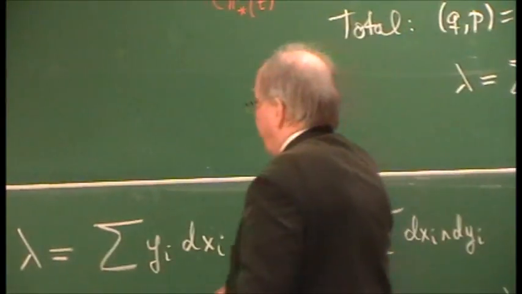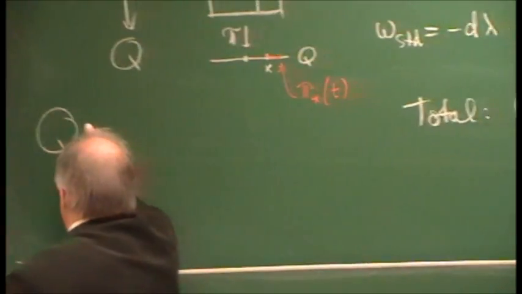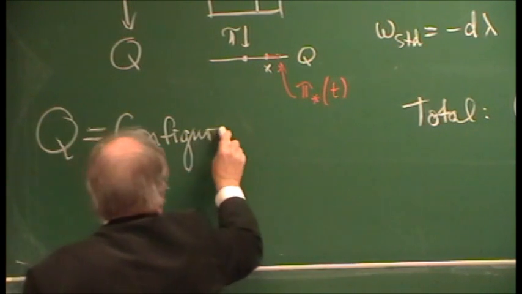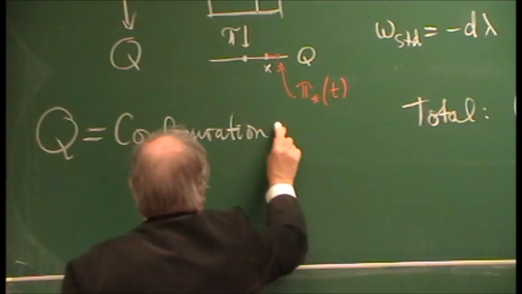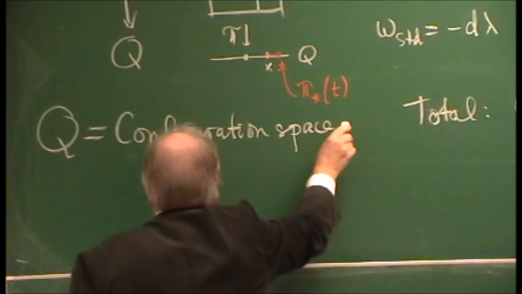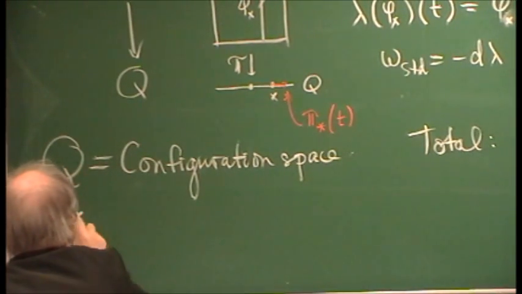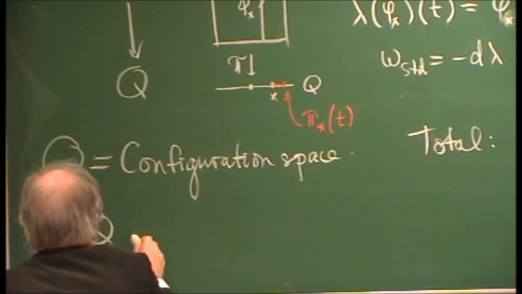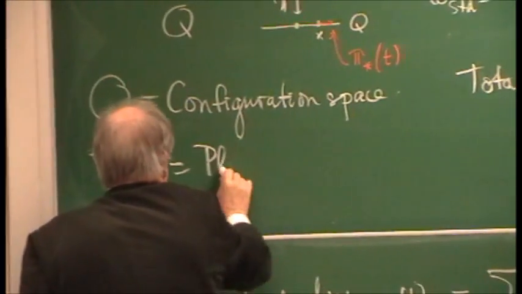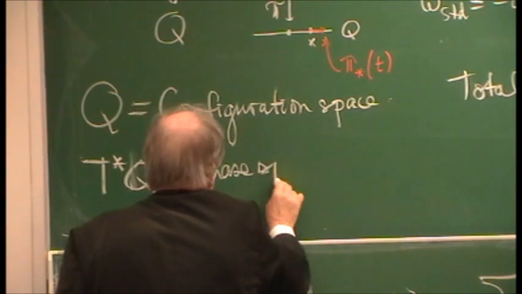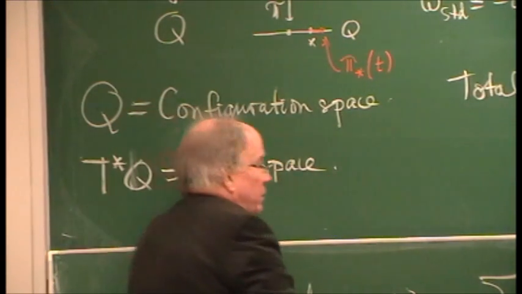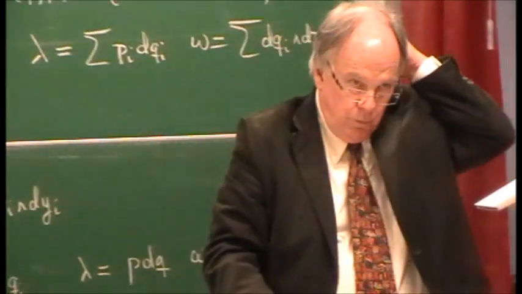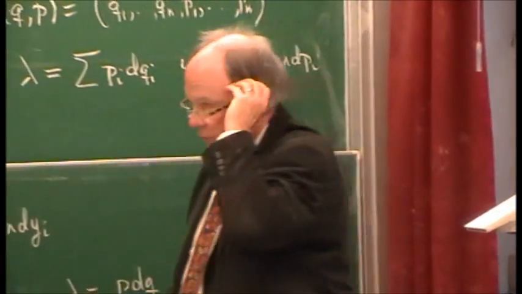So the appropriate word for this is the Q is called configuration space. And the cotangent bundle of Q is called phase space. Okay? Any manifold.